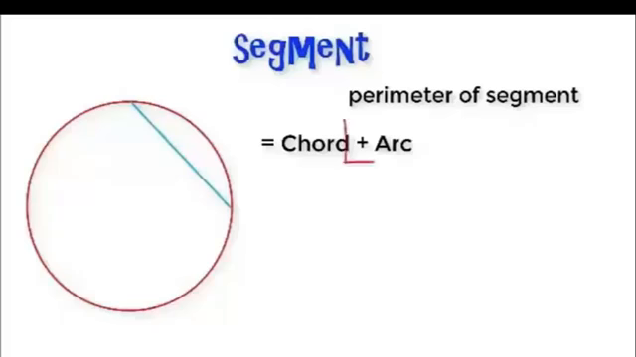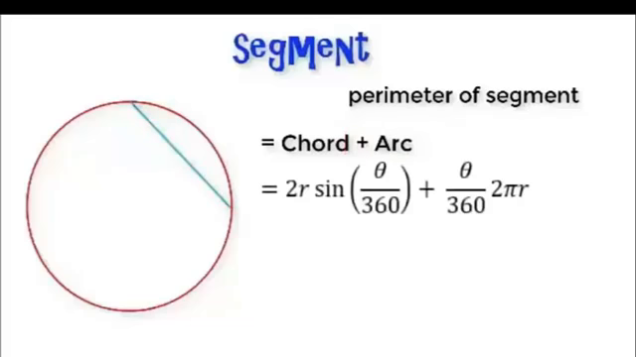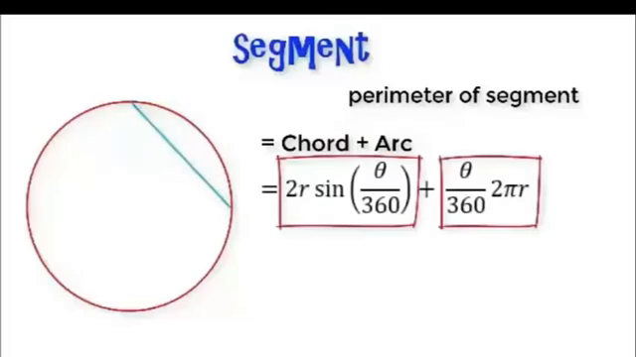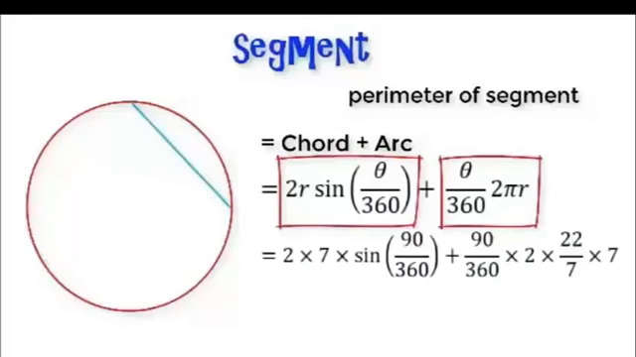Now, how to find the perimeter of the segment? The perimeter of the segment can be found by adding the chord line and the arc line. Just substitute and calculate them to the formula. Then we have 0.061 for the chord line and 11 for the arc line. It's equal to 11.061 centimeters.